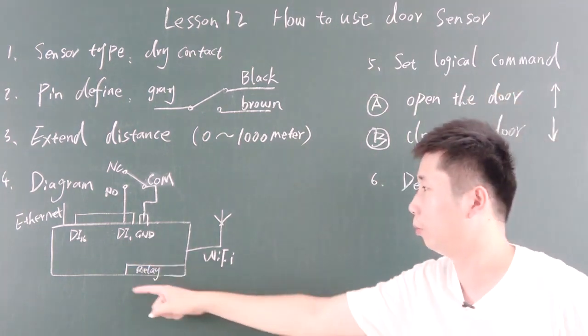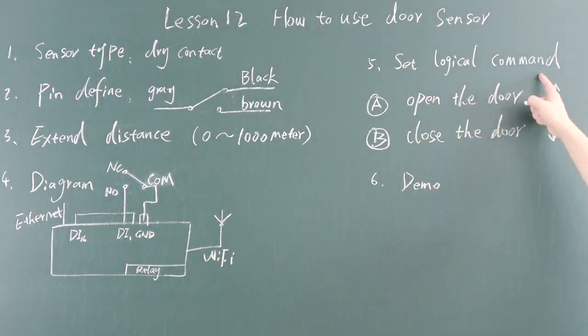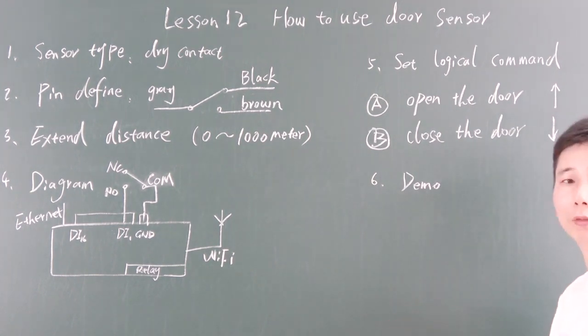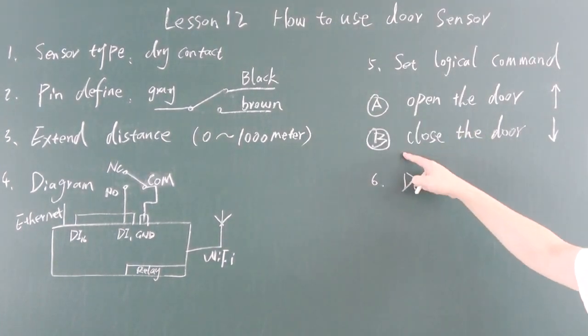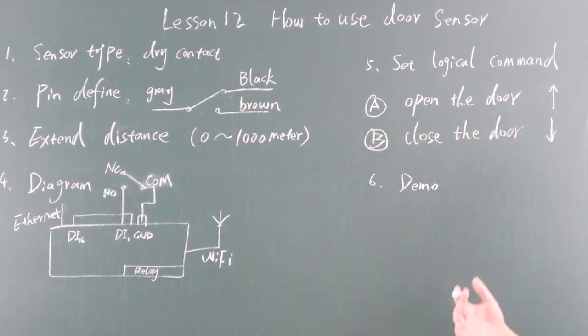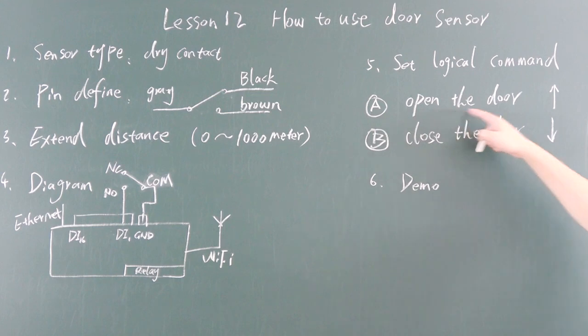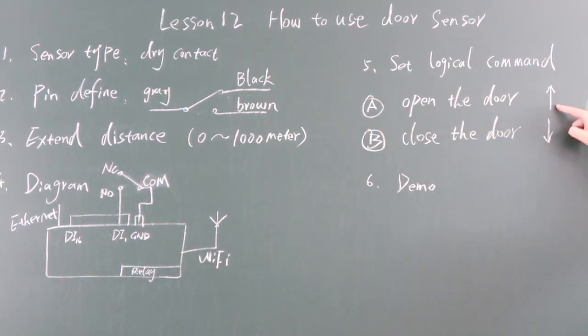And this is the 5th step, setting the logical command. After we have wired the sensor to the controller, we need to set the logical command on the PC software so that the door sensor and the relay have a relationship for automatic control. There are 2 options, option A and option B. We usually use 2 situations for the door sensor: open the door and close the door. For open the door, we set the command on the PC software, that means the level becomes up. And close the door means the level becomes down.